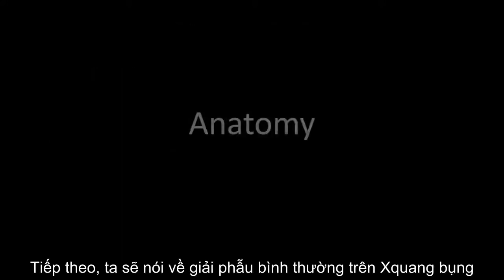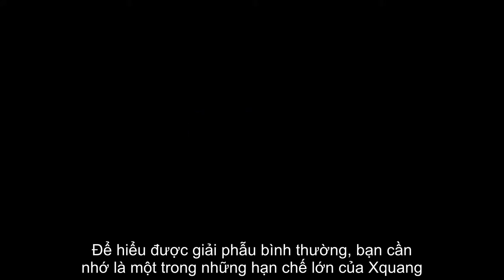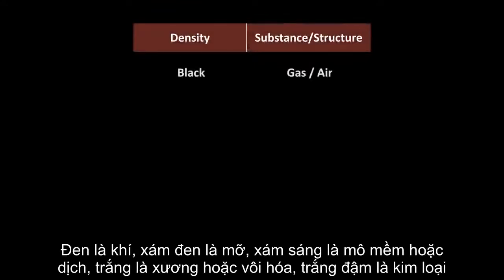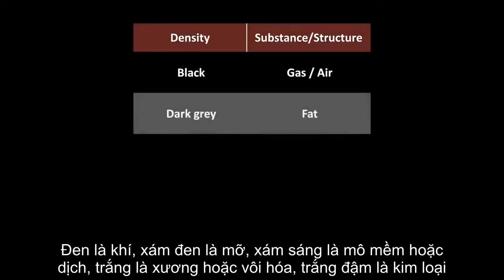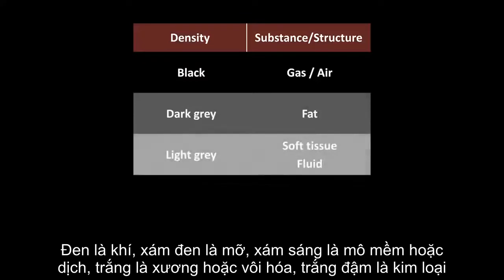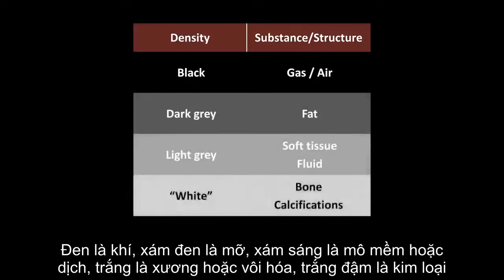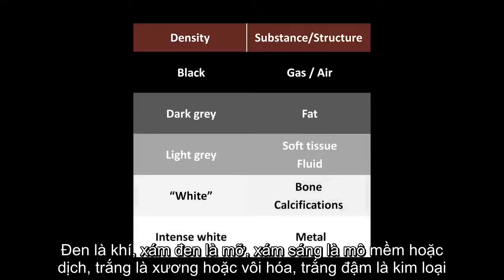Next, we'll talk about normal anatomy on an abdominal film. To understand normal anatomy, you need to keep in mind that one of the major limitations of X-rays is that they don't distinguish between structures of similar densities, and there are only 5 basic densities seen. Black means gas, dark gray is fat, light gray is soft tissue or fluid, white is bone and other calcifications, and intense white is metal.